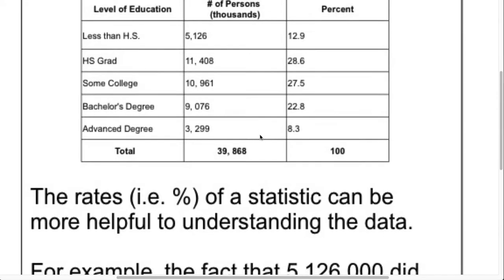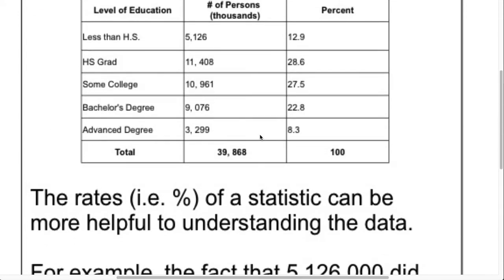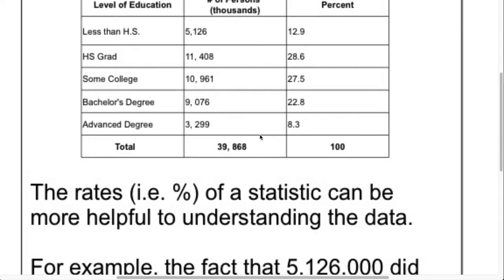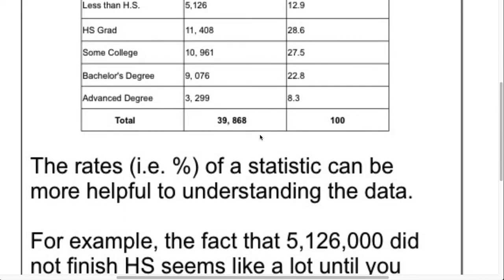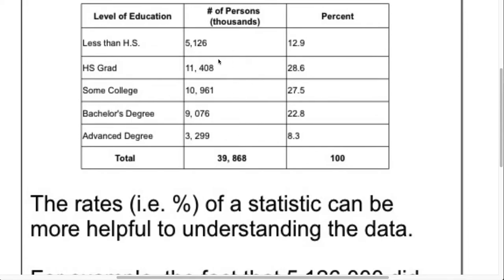So when you are displaying data, again, that's kind of the topic for today, displaying different types of data. Here's a data chart table, which technically is a form of representing data, just in a table, of the different levels of education, the number of people, so the count in each category, and then the percentage. Sometimes the rates, the percentage of a statistic, can be more helpful to understanding data. For example, these numbers are in thousands, so after every number add 3 zeros at the end of it.